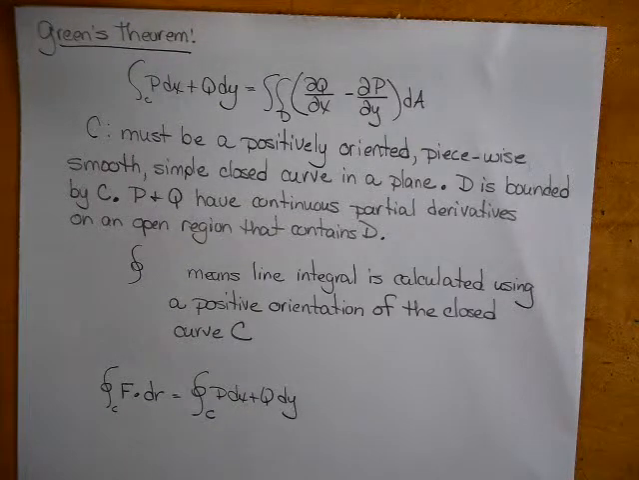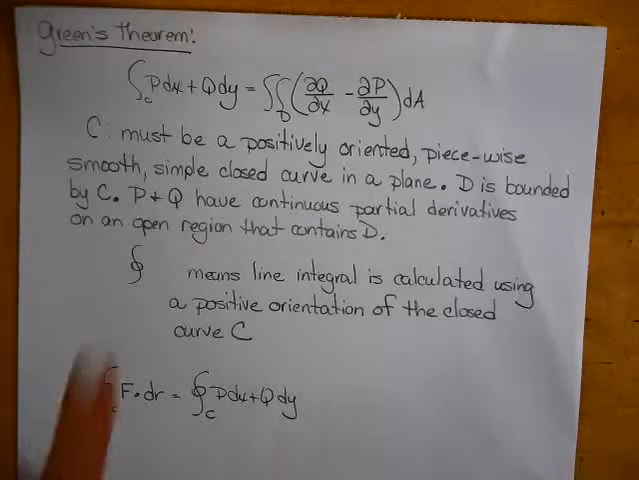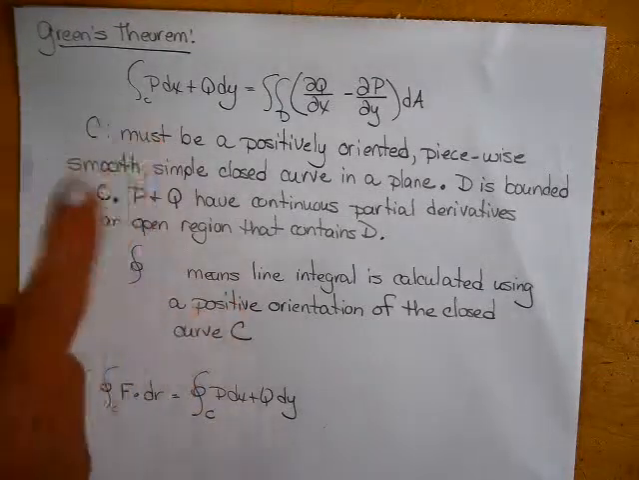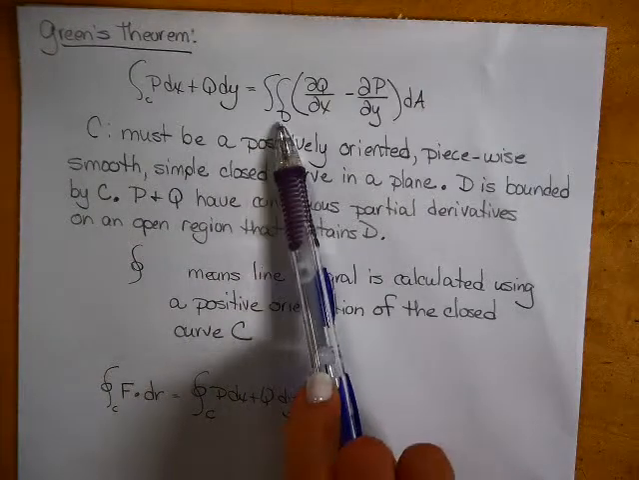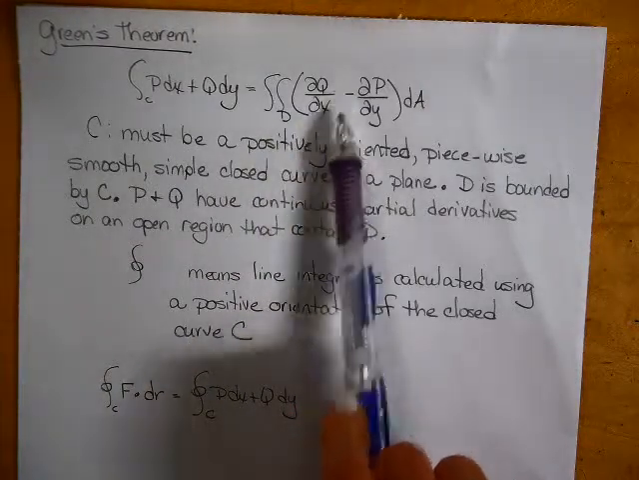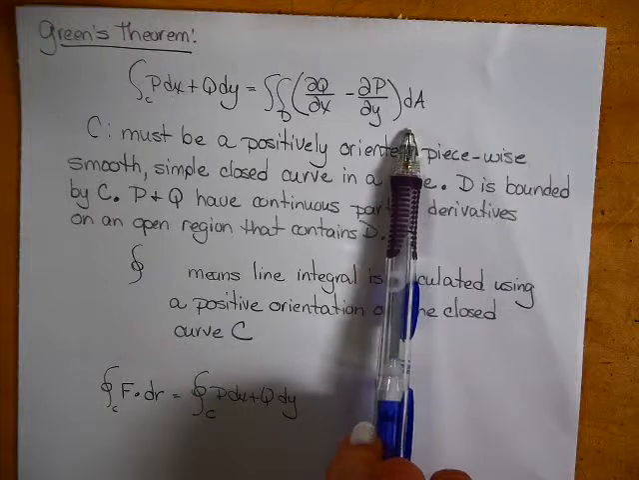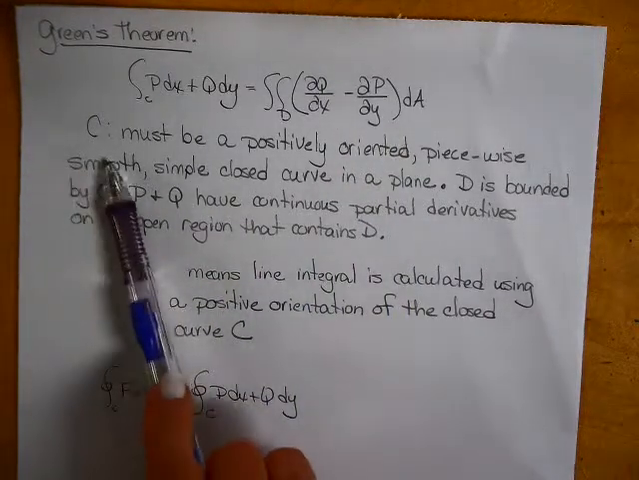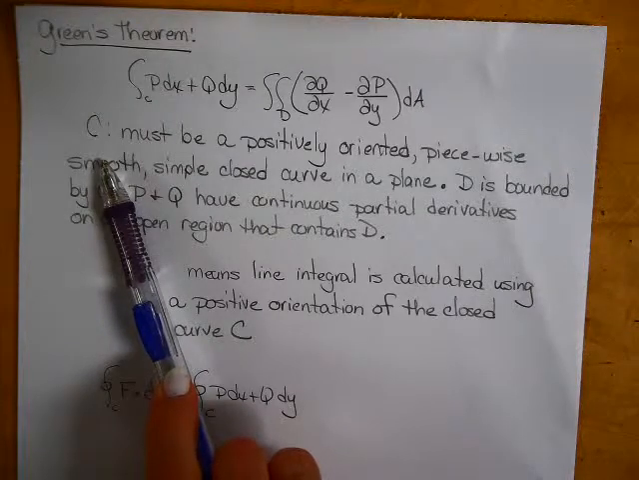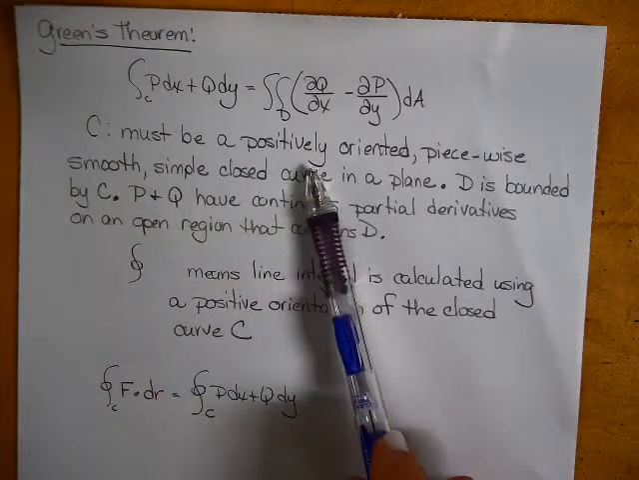16.4 gives you an introduction to changing a line integral back to a double integral over a region D. This is called Green's theorem. You're taking the line integral over C of P dx plus Q dy, and changing it into a double integral where you take the partial of Q with respect to x minus the partial of P with respect to y. But there's a catch, because C has got to be a certain type of curve.